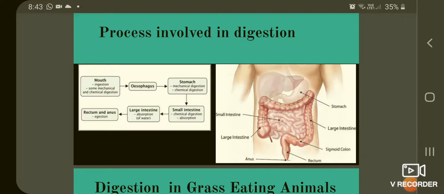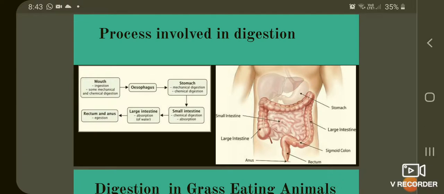First, we are taking the food in our mouth. We are chewing the food. It is very important to observe it. We are chewing food with our teeth. Saliva present in the mouth helps food to become soft. Then it enters the esophagus. Esophagus means nothing but a food pipe. It pushes the food into the stomach.